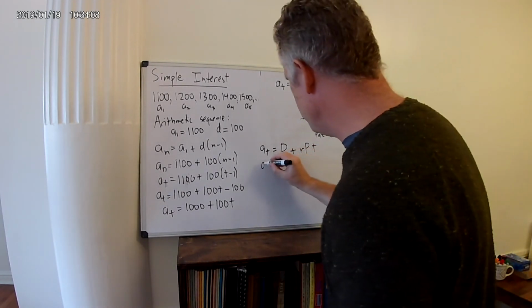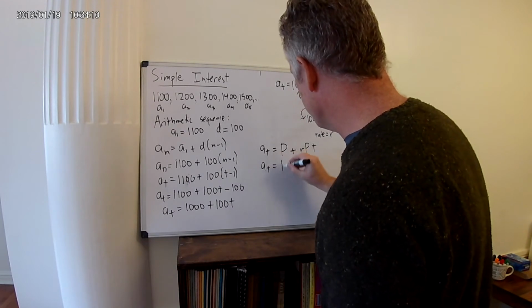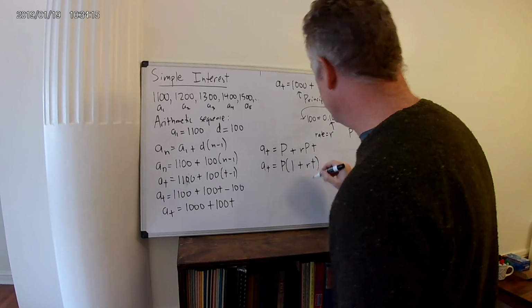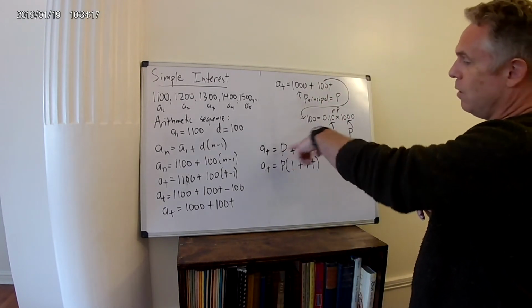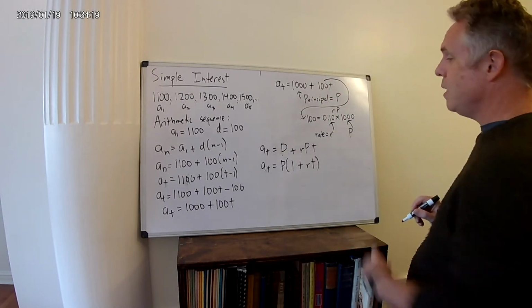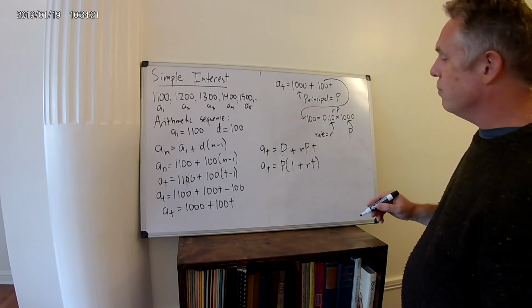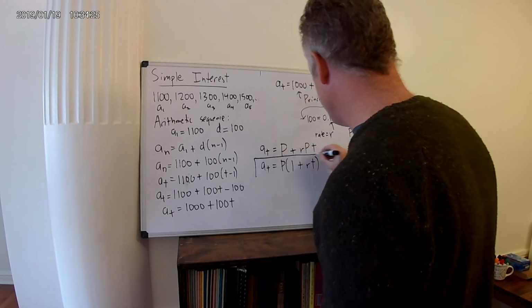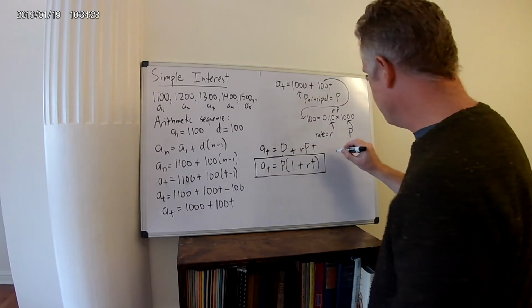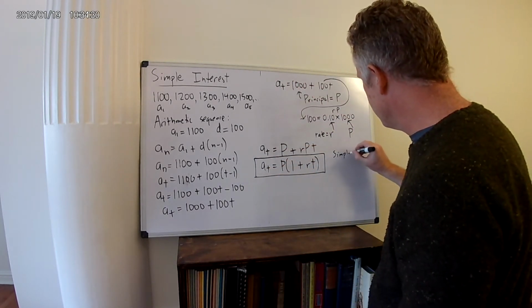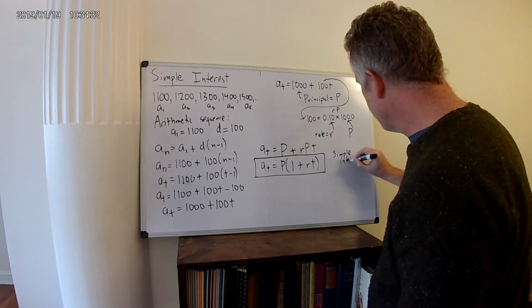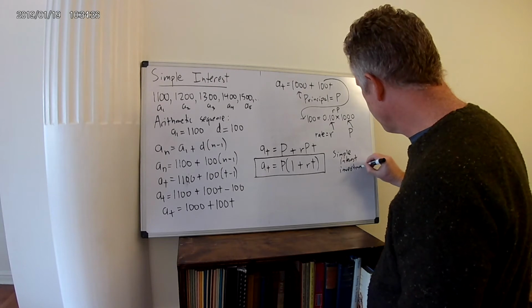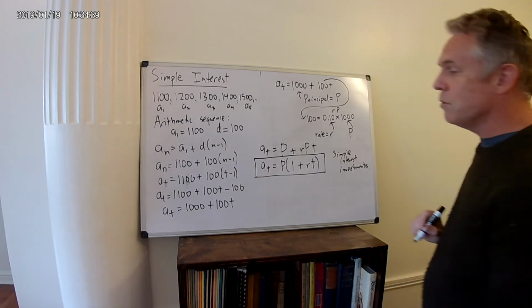And then what I'm going to do is, you guys remember factoring. I'm going to factor out the P. If I now have a principal here and a principal here, I'm going to pull out the P, and I'm left with P times (1 plus rt), okay? And I'm going to box this formula. This is our magic formula. This applies to simple interest investments.